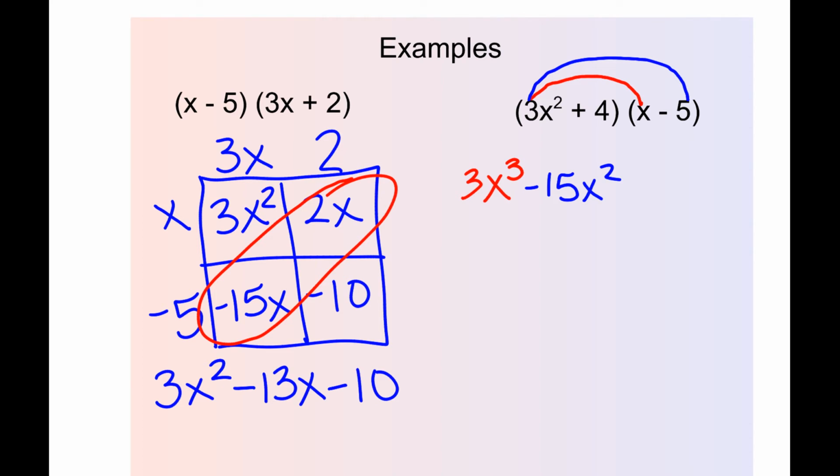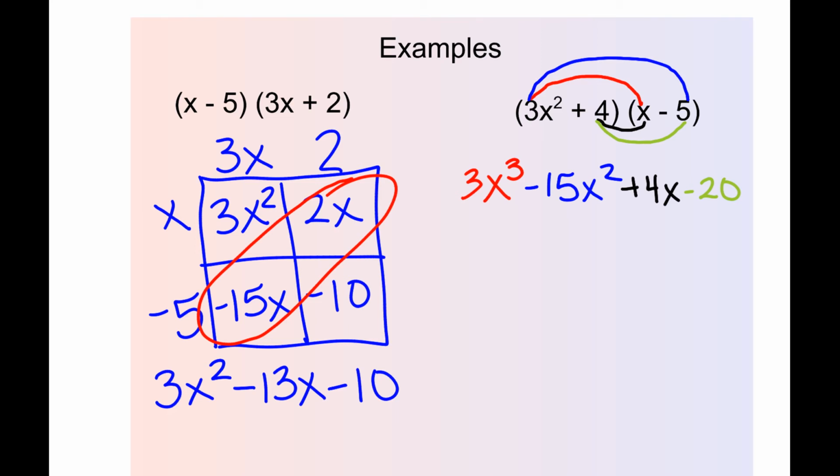Then I'm going to look at the inside, which is going to be 4 and the x, the two numbers in the middle of the binomials. So 4 times x will give me 4x. Finally, I'm going to look at the last two. 4 times negative 5 is negative 20.